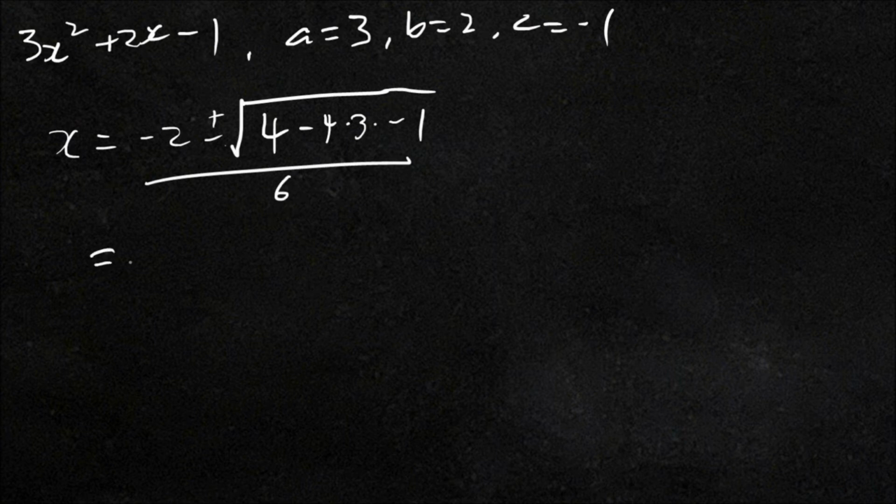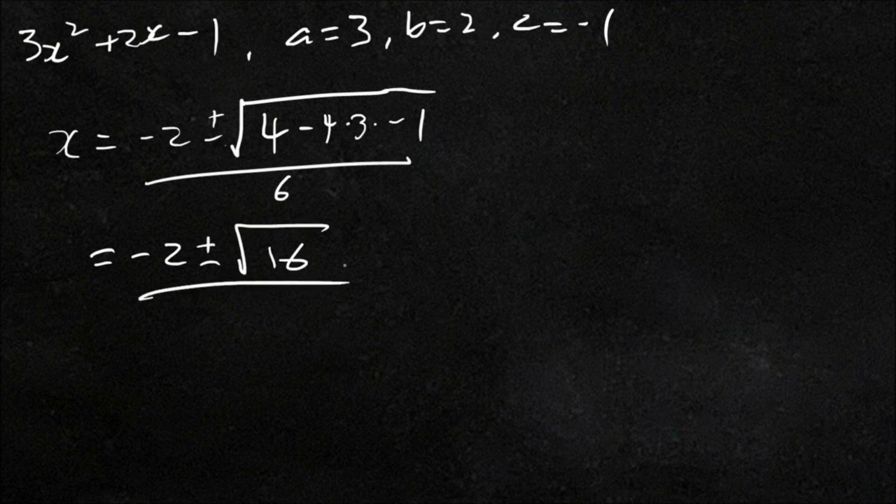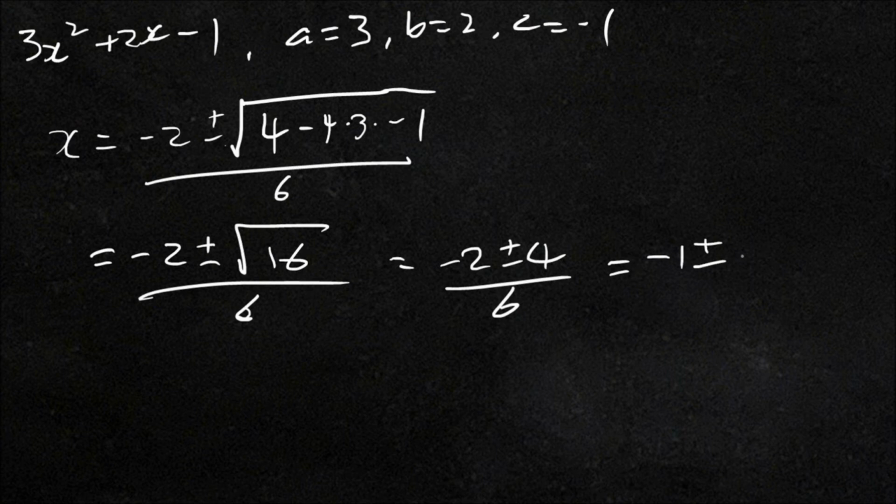So this would be minus 2 plus or minus, this whole lot becomes 16, divided by 6, which would be minus 2 plus or minus 4 over 6, which would be minus 1 plus or minus 2 over 3. So we can say that the two values for x are x equals a third and minus 1. We'll look at another example.